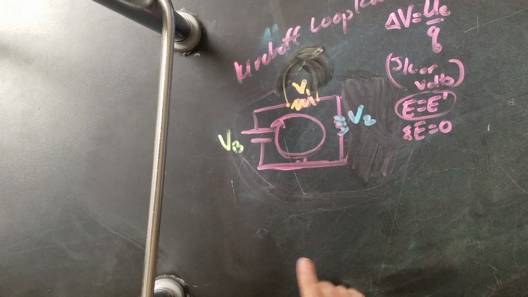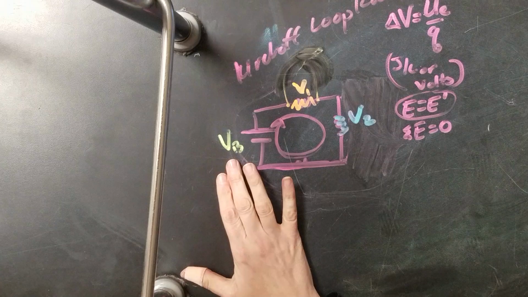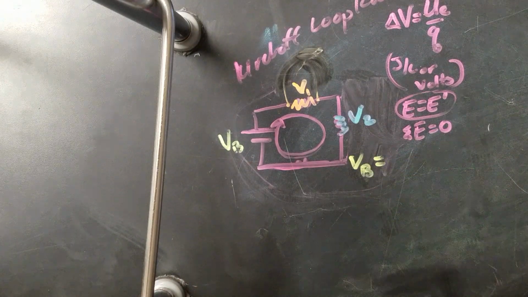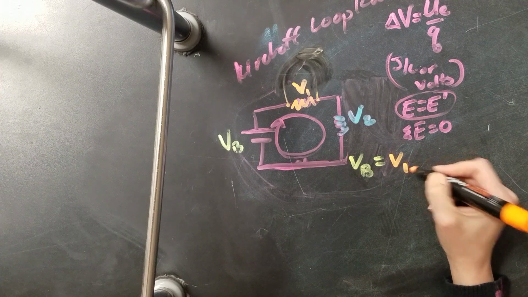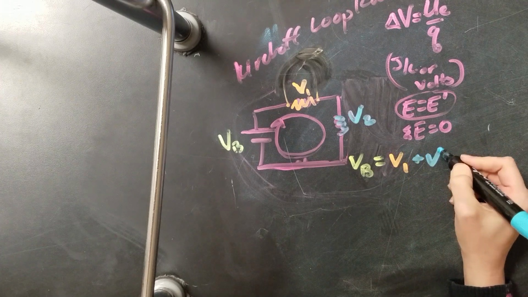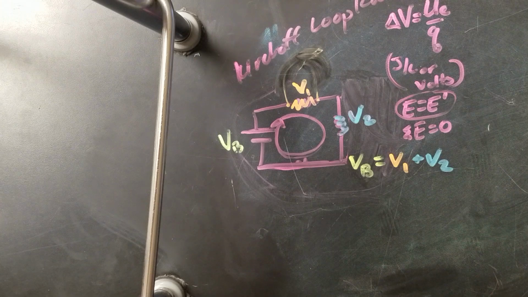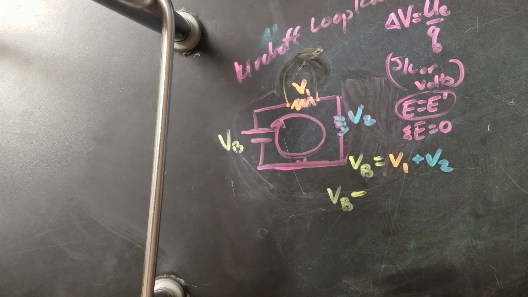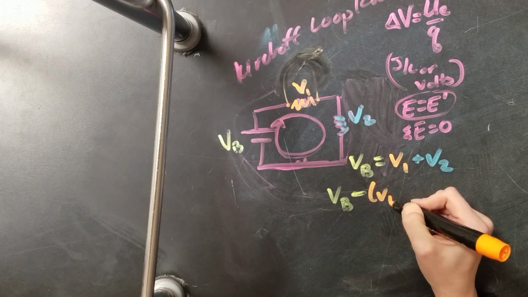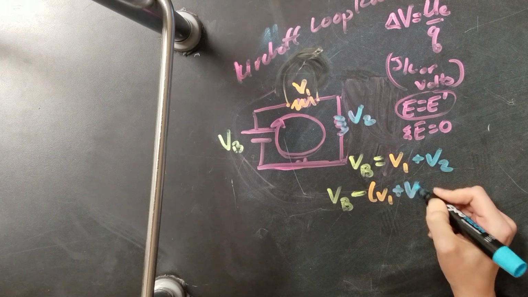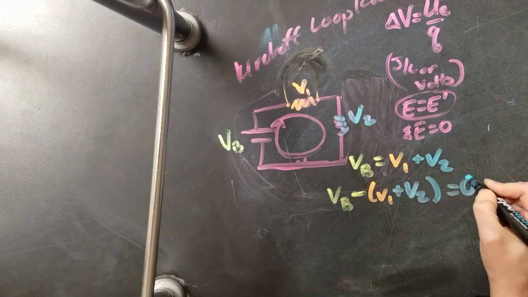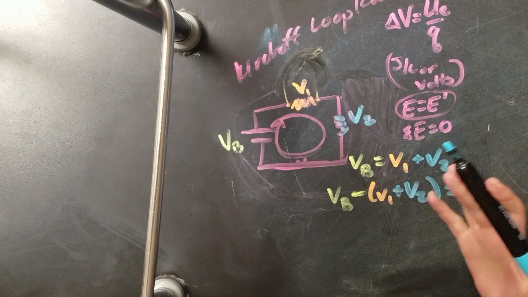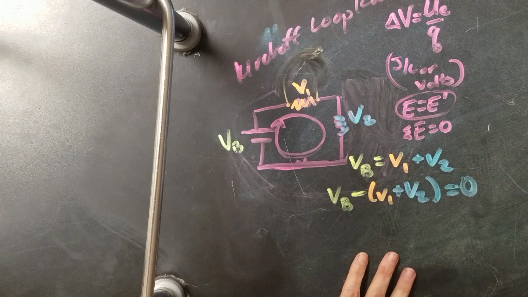So what's going to happen is that these 2 together are going to be equal to the voltage of your battery. So you could write it as VB equals V1 plus V2. Now this one you might see written sometimes another way, as VB minus V1 plus V2 equals 0. Sometimes it's a little bit easier to think about it that way, especially if you have something negative, like say your battery. But this is Kirchhoff's loop rule.